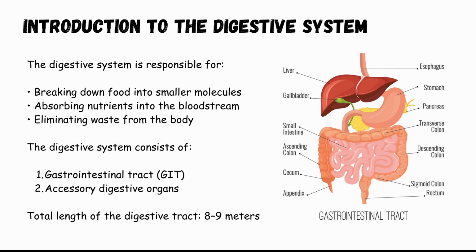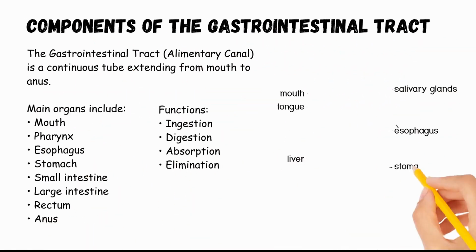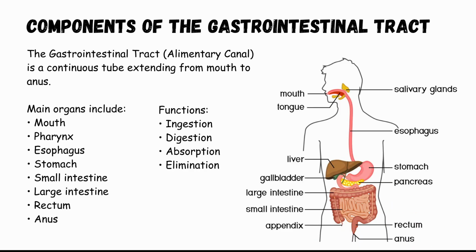The digestive system consists of two main components: the gastrointestinal tract, also called the alimentary canal, and the accessory digestive organs. The gastrointestinal tract is a long muscular tube that extends from the mouth to the anus, measuring approximately 8 to 9 meters in length in adults. The gastrointestinal tract is the main pathway through which food travels during digestion. It includes several organs arranged sequentially.